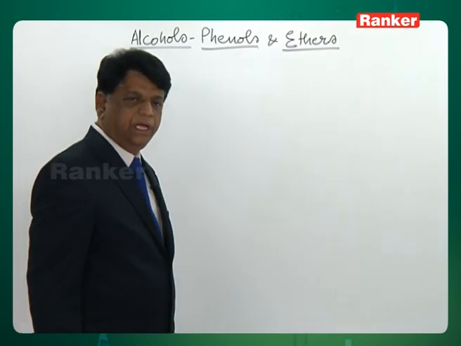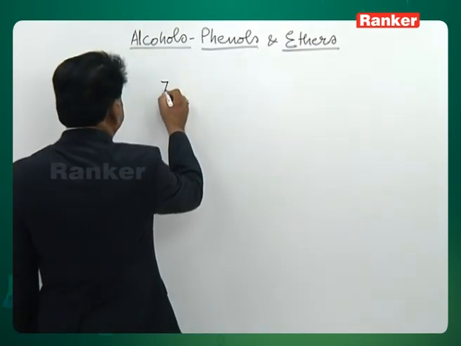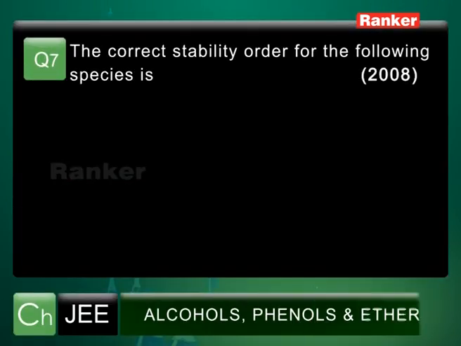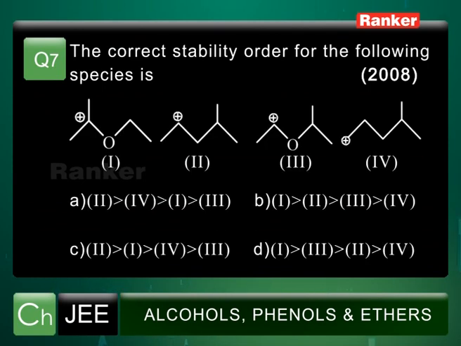So let's go for question number 7. The question is, the correct stability order for the following species is. There are 4 different carbocations given, and among these the order of stability is asked. It is the decreasing order, that is, the most stable one we have to write first.